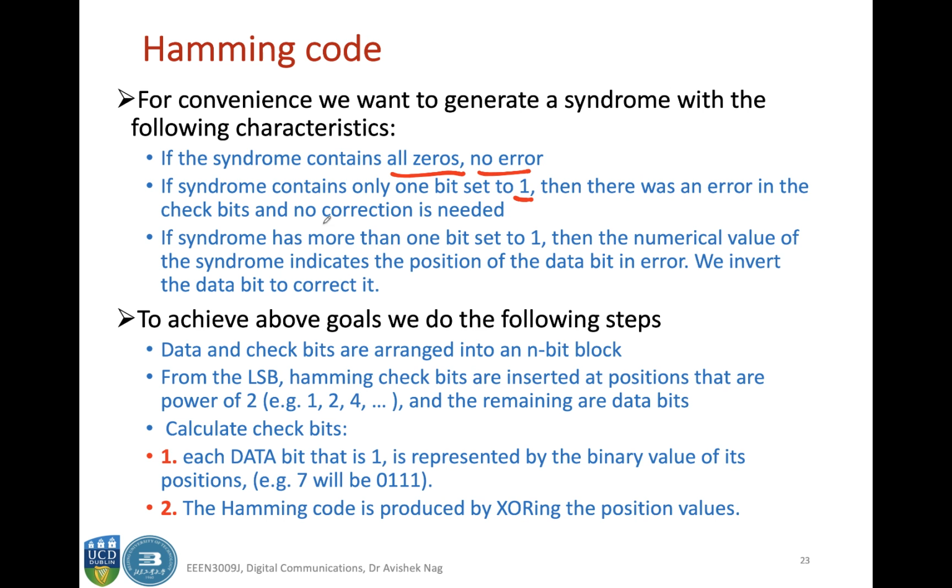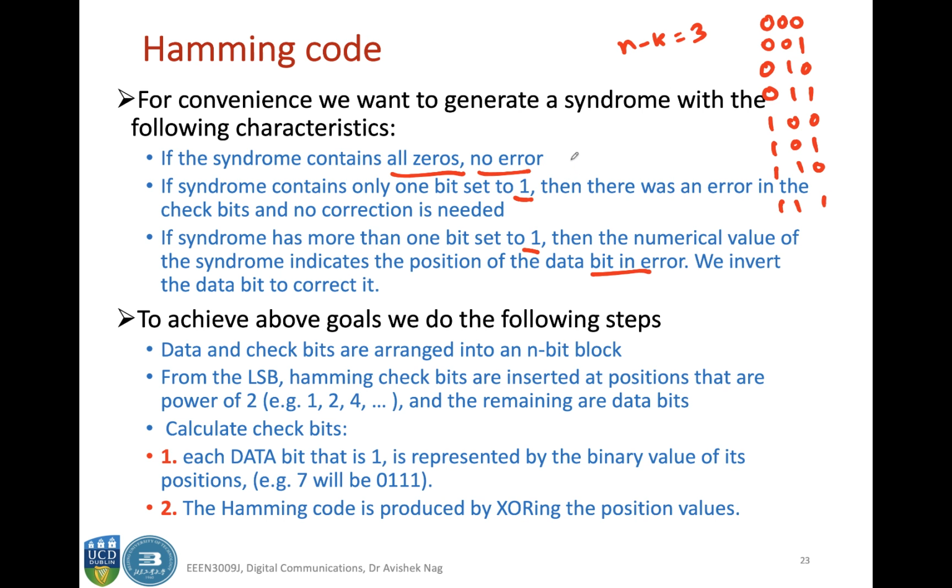So if there is an error in the check bits, then you don't bother. If the syndrome has more than one bit set to 1, then the numerical value of the syndrome indicates the position of the data bit in error, and we invert the data bit to correct it. So let's say if we have n minus k equal to 3, then the syndrome can be anything between 000 to 111, right? These will be all the possible syndromes.